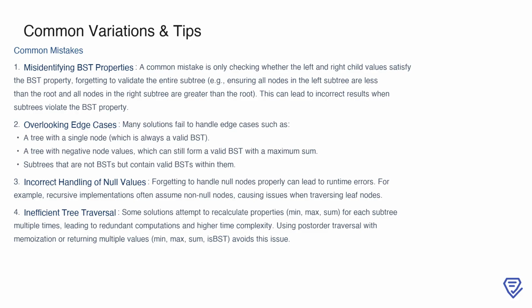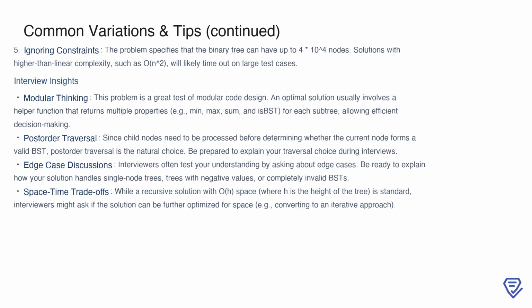Inefficient tree traversal is another pitfall. Recalculating properties like minimum, maximum, and sum for each subtree multiple times can significantly increase time complexity. Instead, a post-order traversal approach, where you calculate and propagate these properties in one pass, is much more efficient. Another critical aspect to watch out for is ignoring the constraints. The problem specifies that the binary tree can have up to 40,000 nodes, so any solution with a time complexity higher than O(n) will likely time out on larger test cases. An efficient approach is essential here.